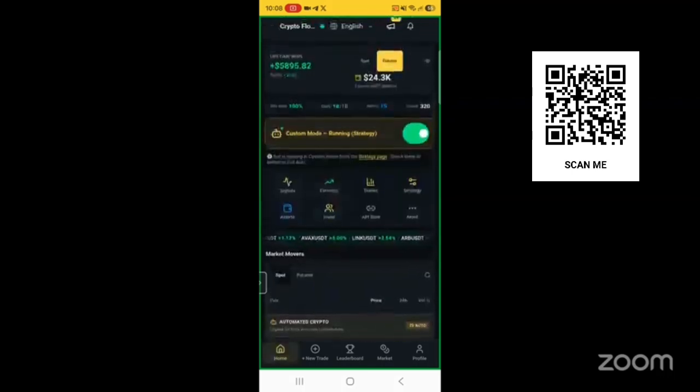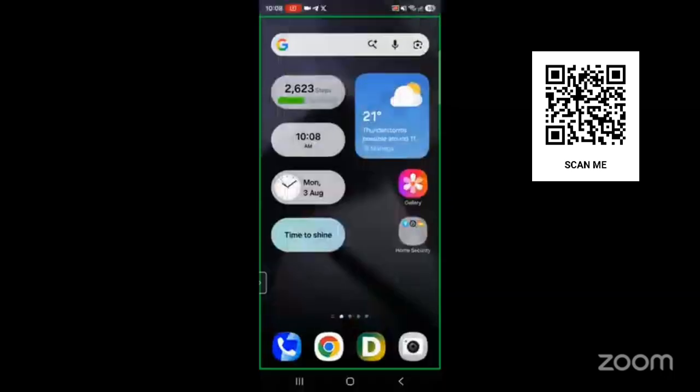So how much, for those of you who are joining in for the first time? Crypto Flow Bot is a yearly subscription service that you pay once every year. That is $120. And after you pay for it, you just connect it to your Binance account and it starts trading.